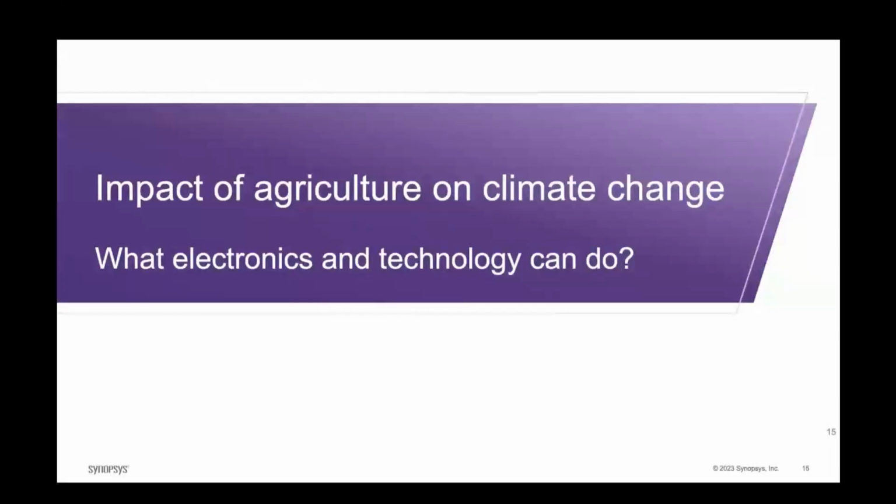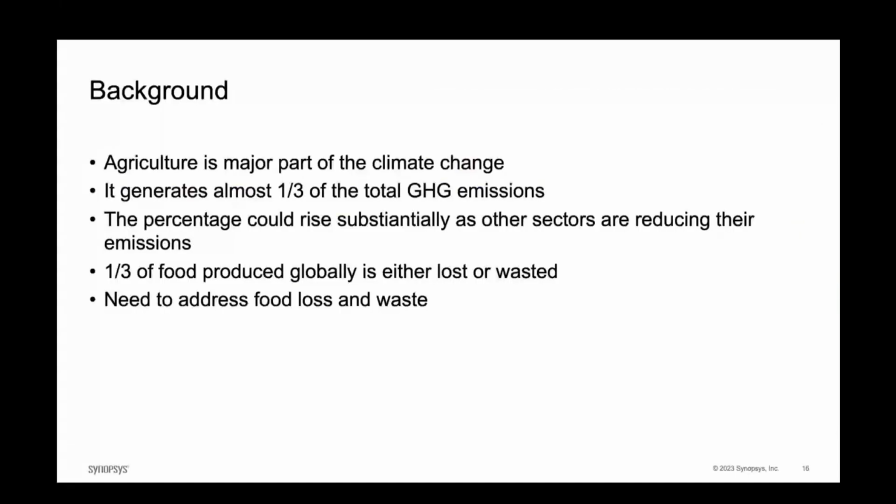Okay, so now let's see, on the other side, the impact of agriculture on climate change and what electronics and technology can do. So agriculture is a major part of climate change. Agriculture is almost one third of the total greenhouse gas emissions. One third. So on one hand, agriculture is suffering from climate change, and on the other hand, agriculture is affecting climate change through these emissions. The percentage could rise substantially as other sectors reduce their emissions. So we are not working in the same way as energy or other sectors or industry that are trying to reduce. We are continuing producing in the same way.